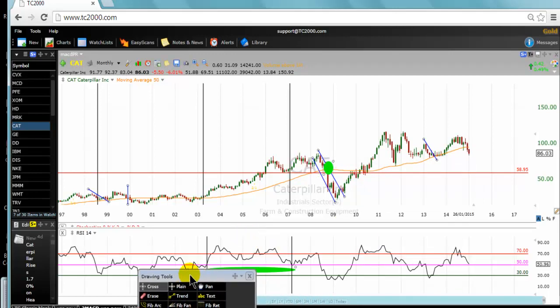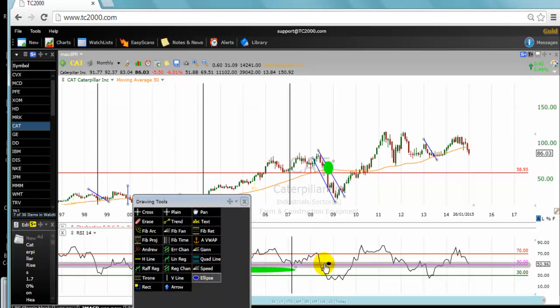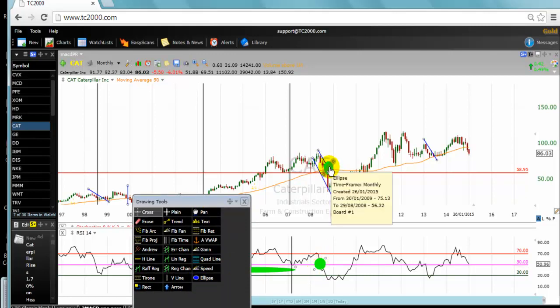Finally, you can see that the price returned to 50. At the same time, the RSI also is crossing 50. When the RSI is crossing 50, theoretically speaking, the price should also cross 50 if both the price and the RSI are in harmony. See here? Crossing 50, crossing 50. Okay?